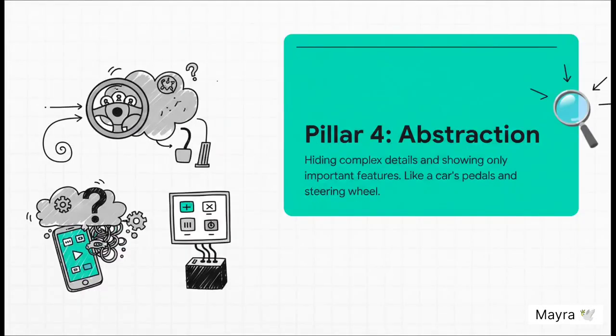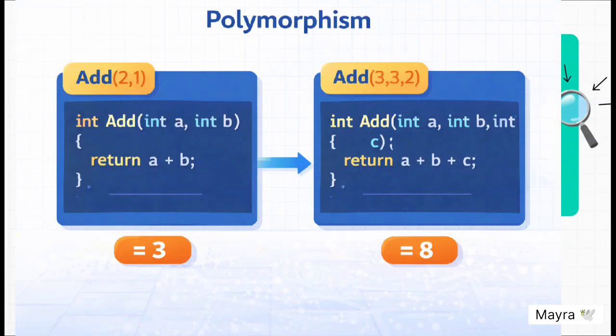And our final pillar is abstraction. This one is all about hiding the messy, complex details and only showing the simple, necessary stuff. When you drive a car, you just use the steering wheel and pedals, right? You don't need to know how the engine, the transmission, and all the electronics are working together. All that complexity is hidden from you. Abstraction does the exact same thing for our code.